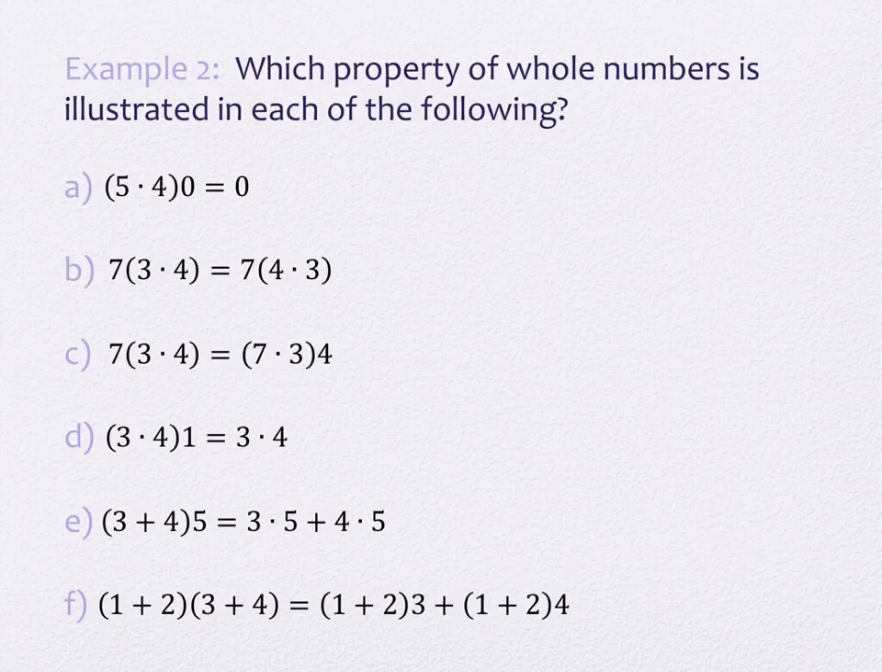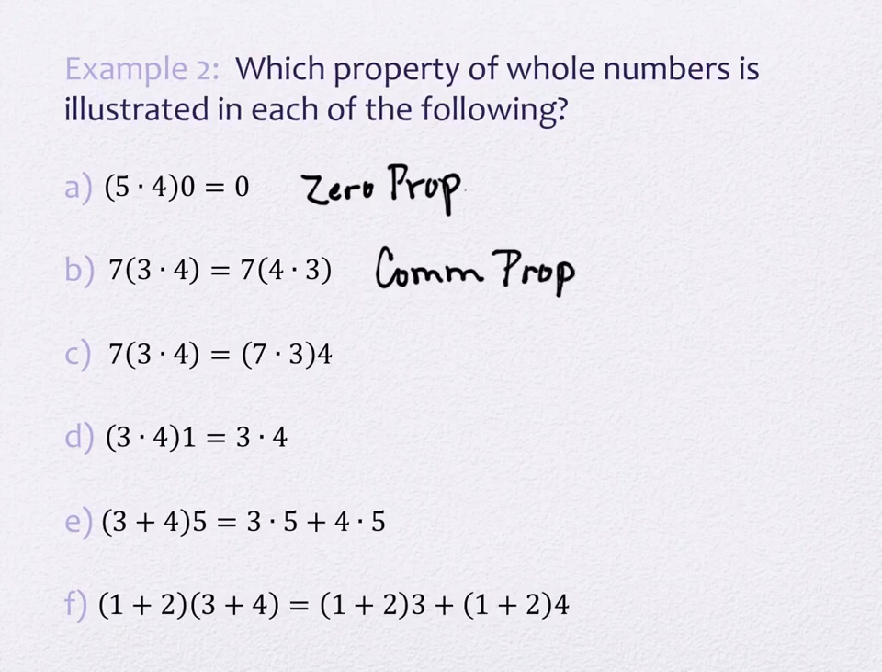What did you say for the first property? Which one is that? That's right, it's the 0 property. I'm going to abbreviate property. How about the second one? Which one's that? Ah, that's the commutative property. Right? The 7, the 3, the 4, the 3 and the 4 change order. How about C? That's associative property. In that one, the order doesn't change. It's 7, 3, 4, 7, 3, 4, but the location of the parentheses do.